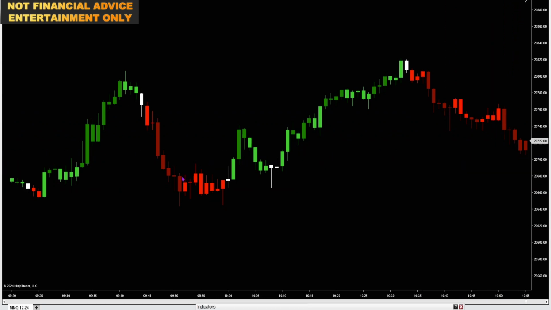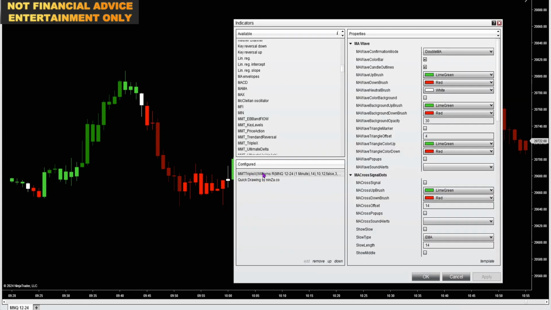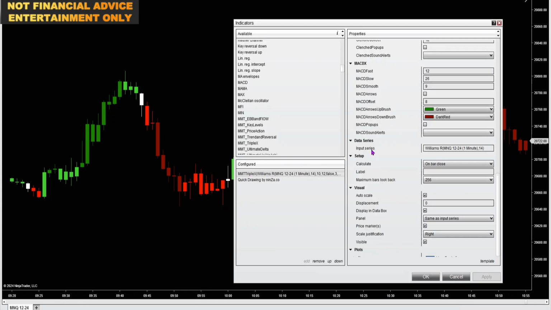So this is the MMT XXX indicator with a very special input series. I did a video on using different input series for the XXX and other indicators. This instance of the XXX has the input series of the Williams oscillator with the default settings. So here's my XXX indicator. Input series is the Williams, default settings of 14.